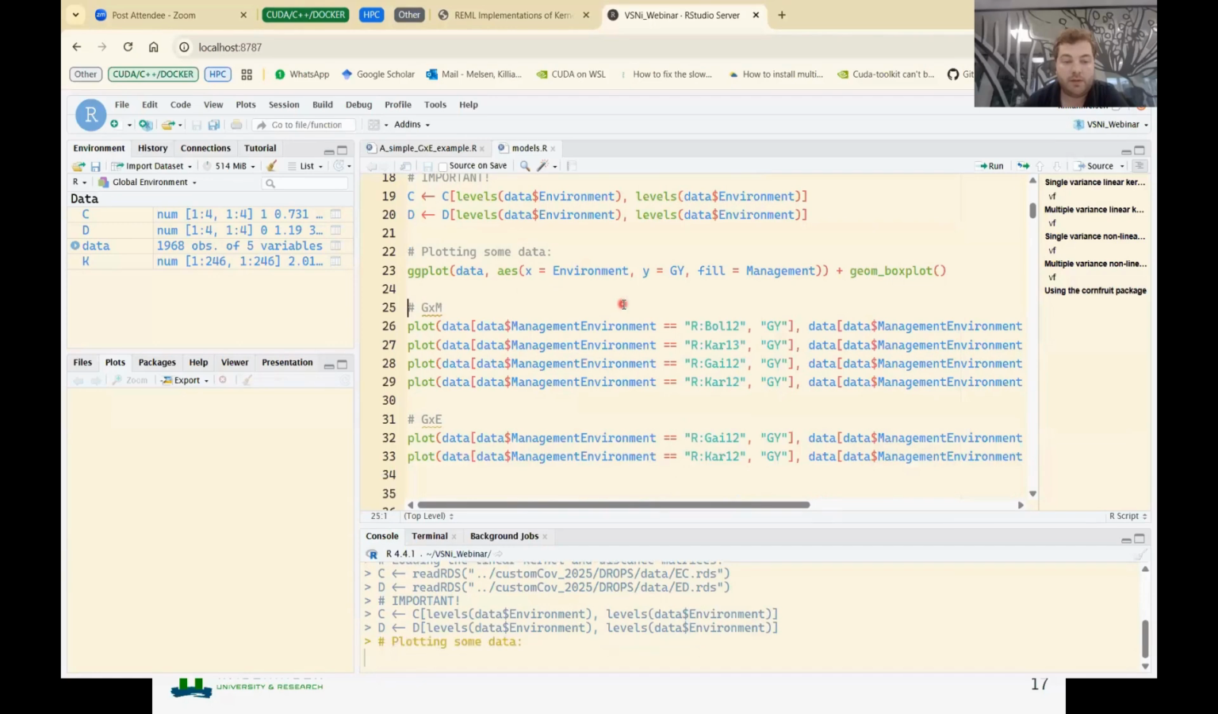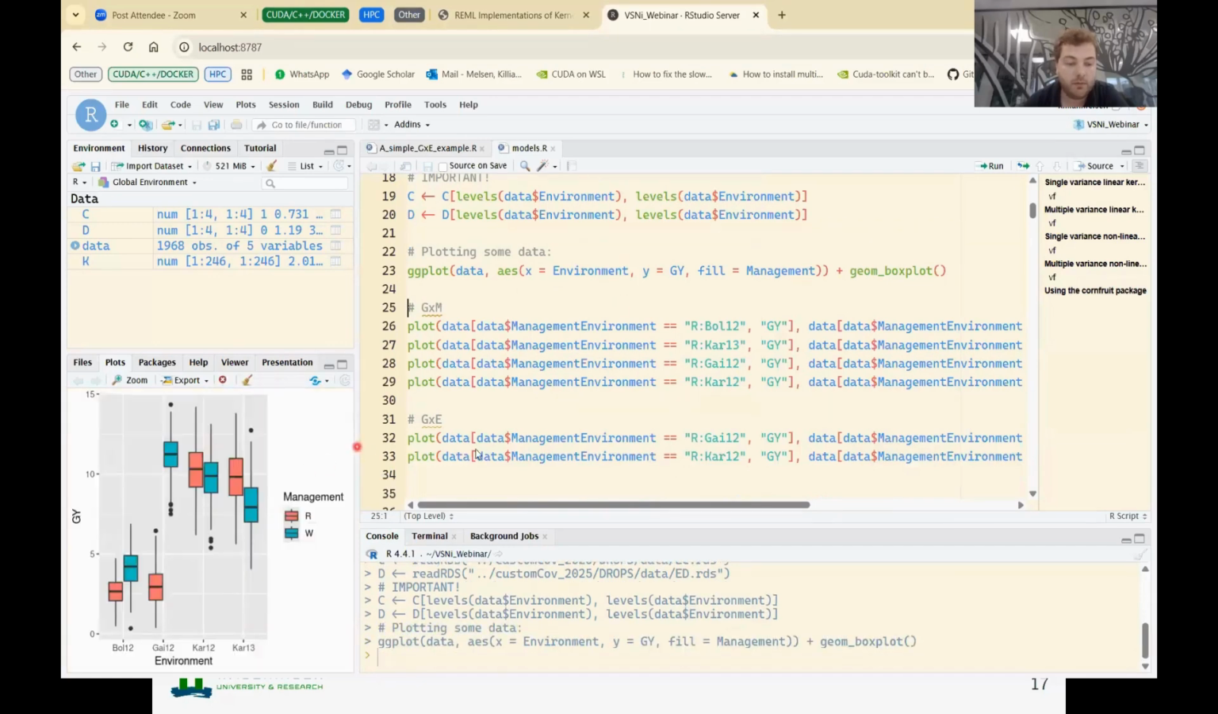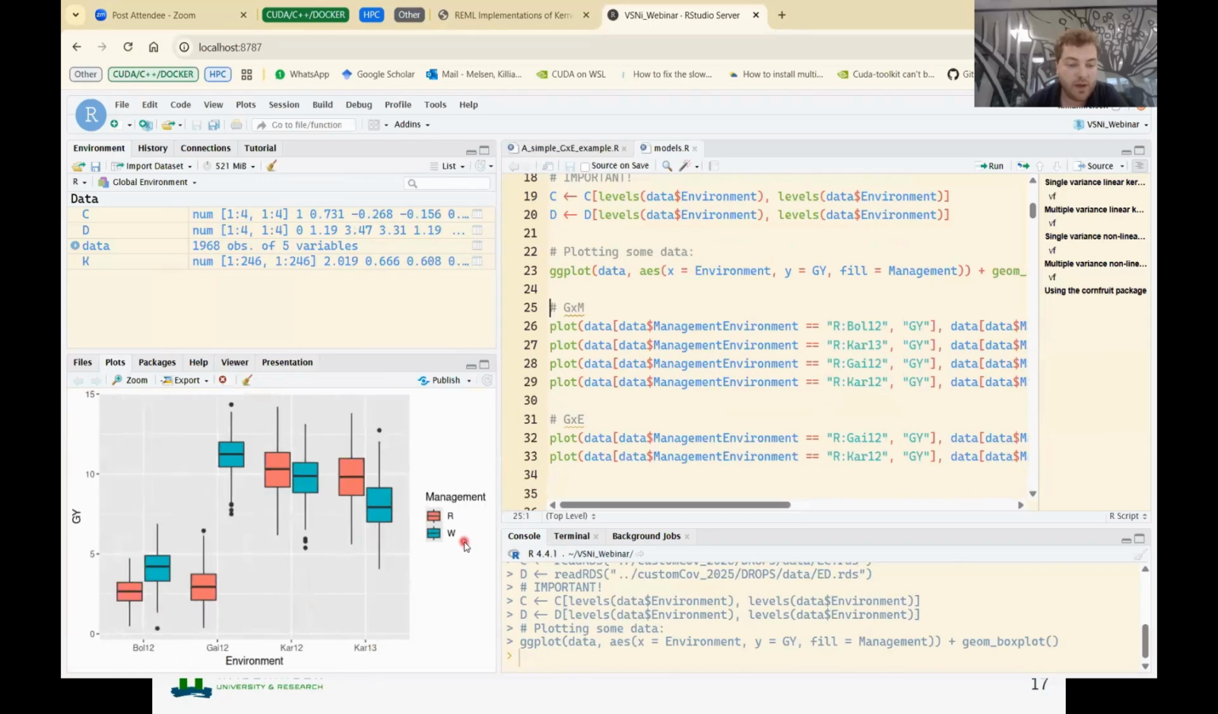We can plot the data again just to get a quick look. So we've got indeed 4 environments, 2 managements, the rain-fed trials, because R is rain-fed, W is well-watered, I believe, so irrigated. Interestingly, the rain-fed trials actually seem to have slightly higher yield here. Here there's a big gap, and the well-watered trial is better, and then here there's a small gap. In terms of variances, they all seem to be more or less similar.